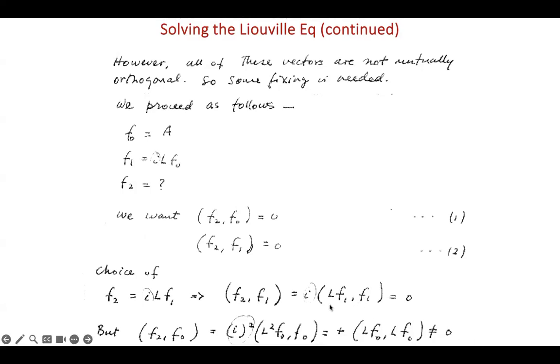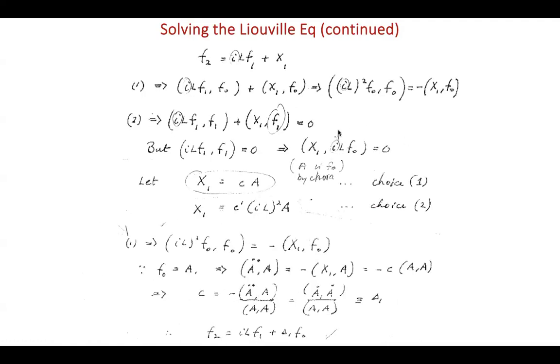Because remember, F0 and LF0 was 0 before. So F1 comma LF1 should be 0 also. So that's fine. But this one, F2 F0 orthogonality, doesn't work because I can move one of these L's to the other one, and then it becomes a length square of LF0. And a length square cannot be 0. So we have a problem here.